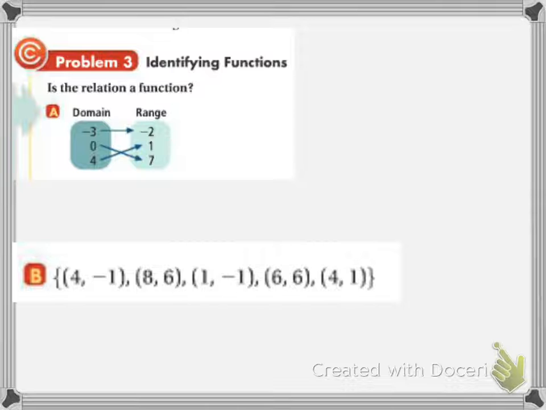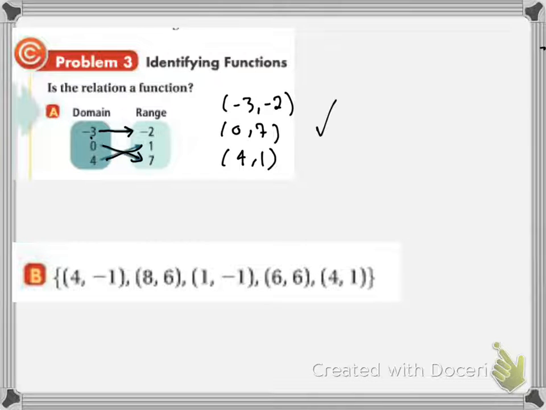So if we wanted to look at different relations and determine if they're a function, here in problem A, we see it's listed to us as a map. The domain shows us, here's our input value, and it leads to our output value. So we have the coordinates -3 going to -2, 0 going to 7, and lastly we have 4 going to 1. So even though we only have 3 coordinates here, given the fact that for every input there's one unique output, that's enough for us to say, yep, this is a function.